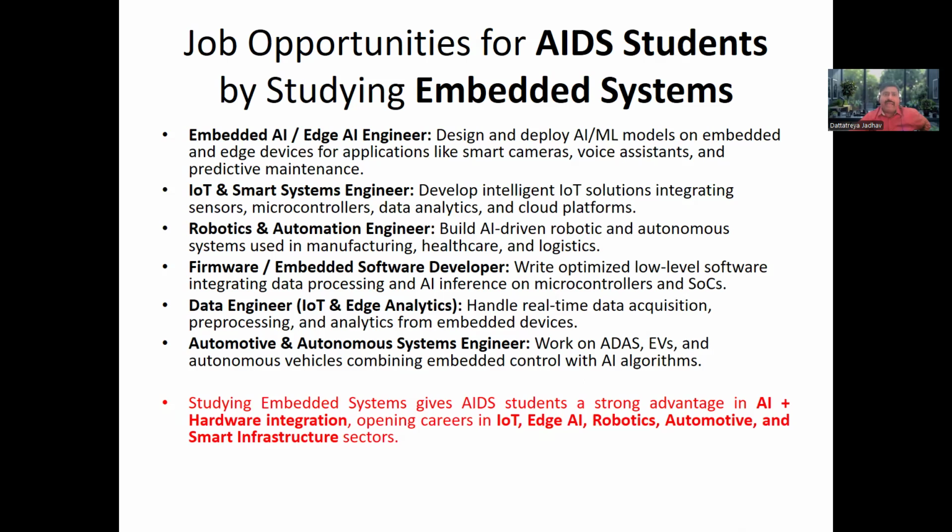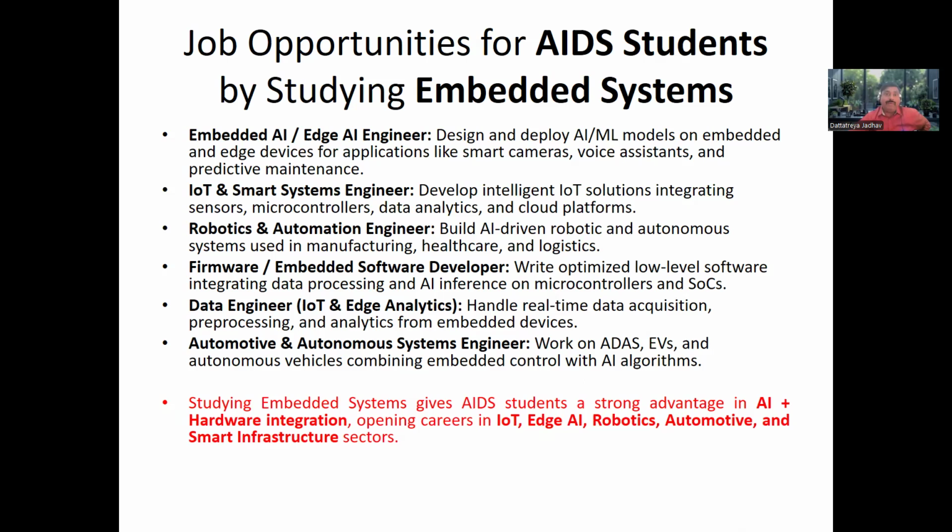Considering that, there are a number of job opportunities for AIDS students in embedded systems, like embedded AI engineer. That is one of the positions available in industry. The role is to design and develop AI ML models on embedded and edge devices for applications like smart cameras, voice assistants, and predictive maintenance. The second position is IoT and smart system engineer. That is also a valuable and responsible post.